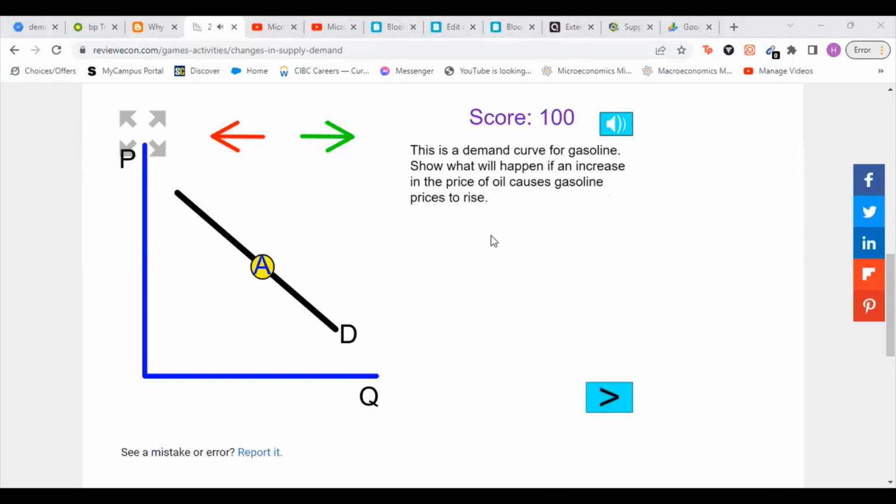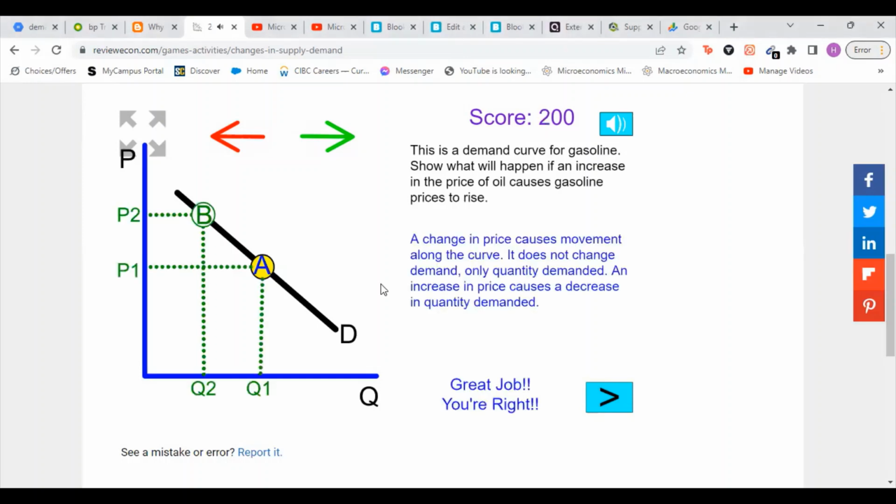Then this is a demand curve for gasoline. Show what will happen if an increase in the price of oil causes gasoline prices to rise. So we move along the curve because it's price related. If there's anything price related, it's a movement along the curve. So if the price changes, it just moves along the curve.